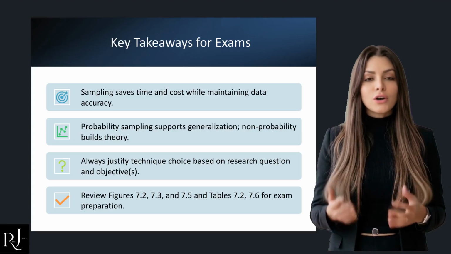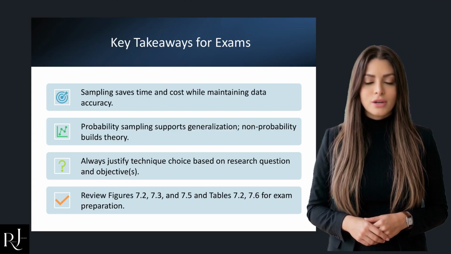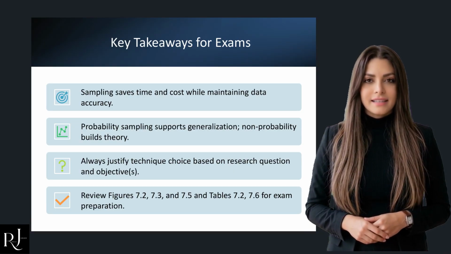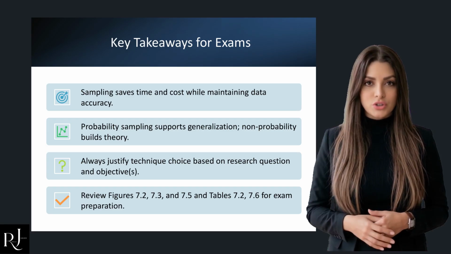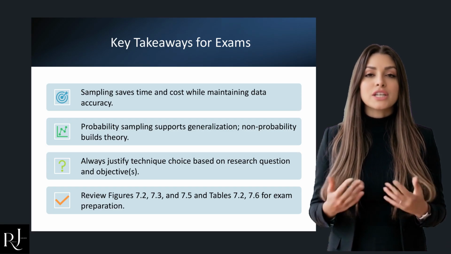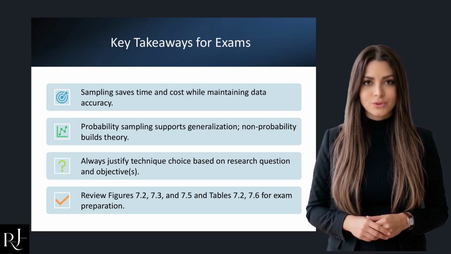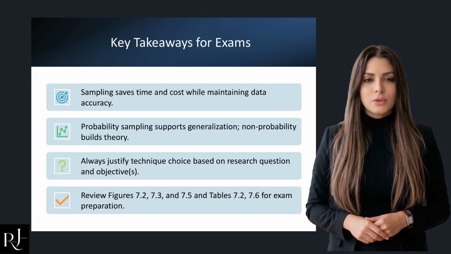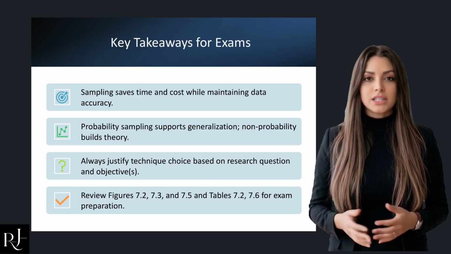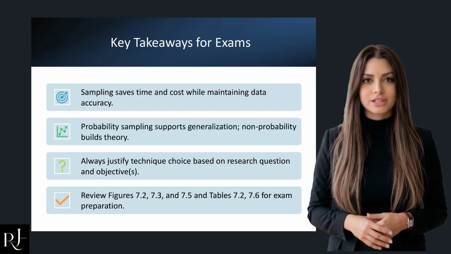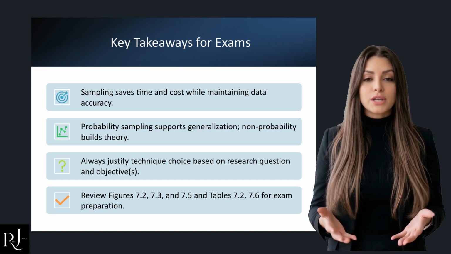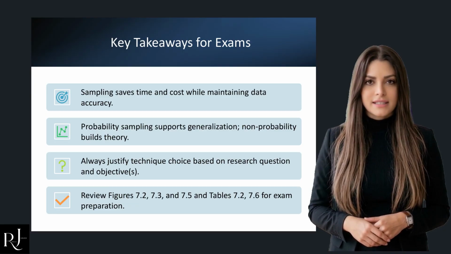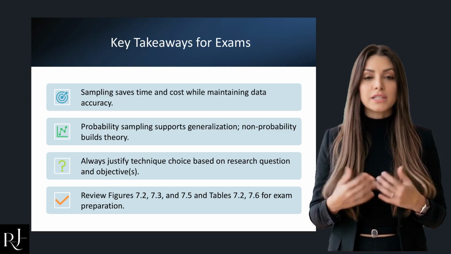To wrap up, here are the key takeaways for your exams. Remember that sampling saves time and cost while maintaining accuracy if done correctly. Probability sampling supports generalization, while non-probability is for building theory. You must always justify your choice of technique based on your specific research question and objectives. For your exam preparation, I strongly recommend reviewing figures 7.2, 7.3, and 7.5, along with tables 7.2 and 7.6. These contain the core logic you will be tested on.